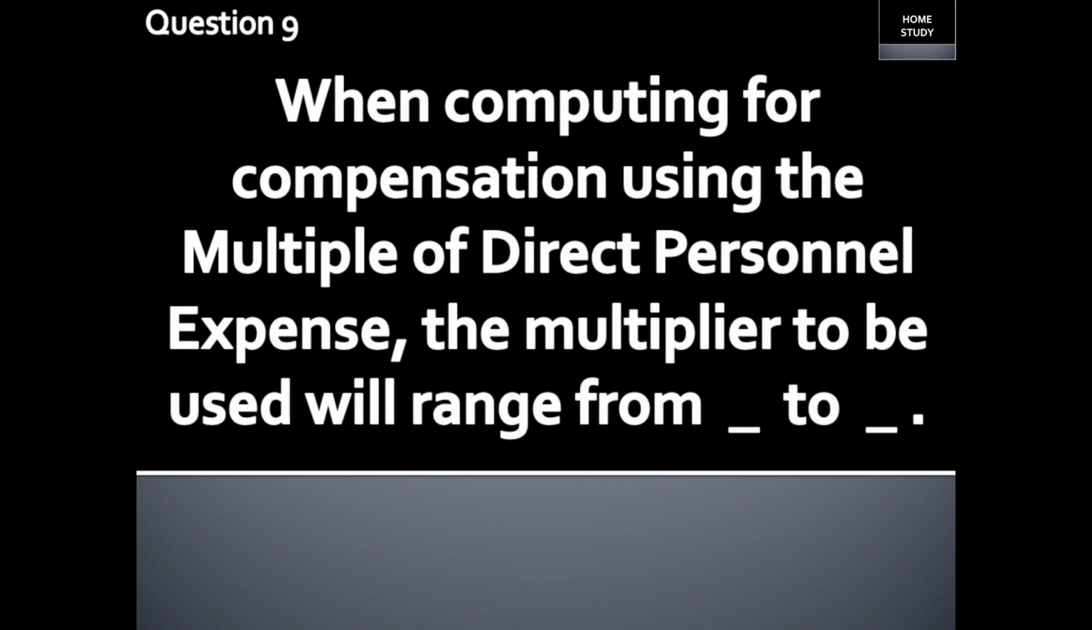Question number 9. When computing for compensation using the multiple of direct personnel expense, the multiplier to be used will range from blank to blank. Answer. 1.5 to 2.5.